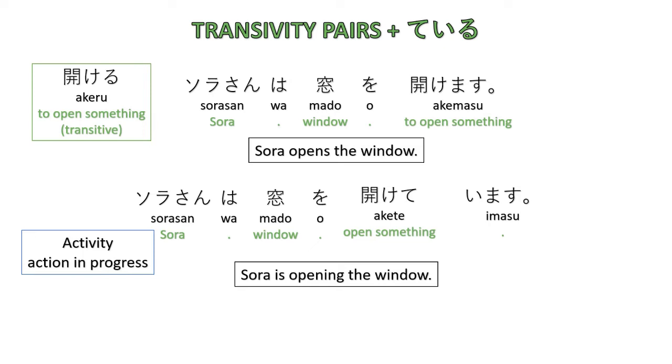Akete iru, akete imasu. You can use akete iru for casual form. And the akete imasu is the polite form. Sora-san wa mado akete imasu. She is opening the window at the present moment as you saw her. This is in English the progressive form of the verb plus ing.